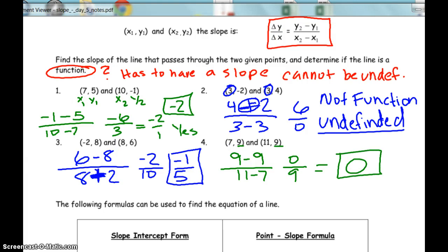That means that that's going to be one easy line to walk. Your legs aren't going to hurt after you walk up it, and it's going to be a horizontal line. Therefore, we do have a function. And I forgot to label here. Number 3 is a function as well.